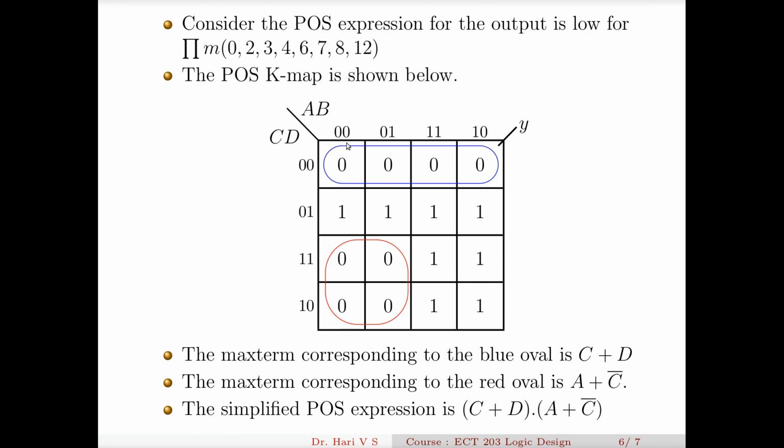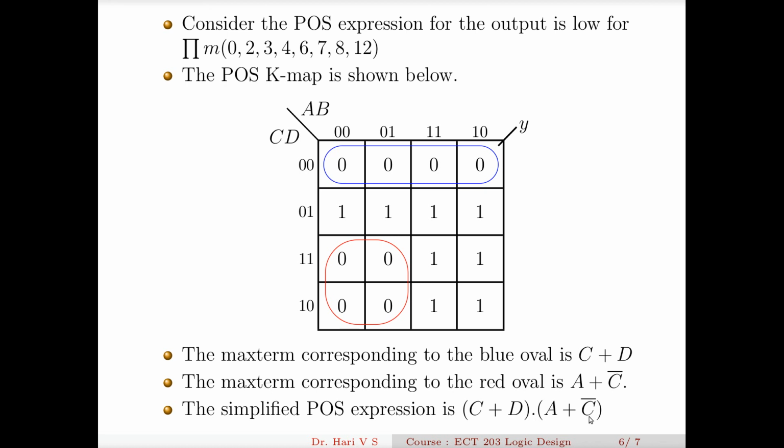Here these zeros form a quad, and these zeros form another quad. Corresponding to the blue oval, I have the term C or D, because this happens in four columns and one row, where the variables are 0, 0. It's a complemented form. It is C or D. And the maxterm corresponding to the red oval: here what does not vary is C bar, and here what does not vary is A. So it is A or C bar. Now the simplified POS expression will be (C or D) and (A or C bar).